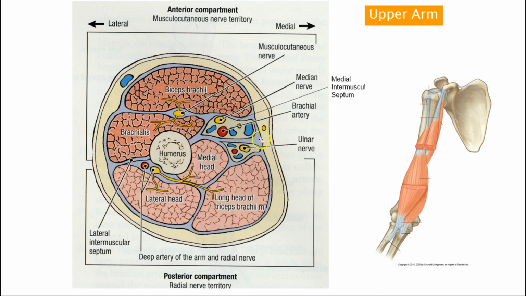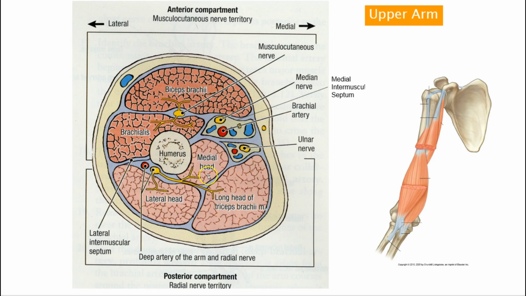And then medially, we have a medial intermuscular septum that wraps around this neurovascular bundle. And so we have a lateral and a medial intermuscular septae that separate the anterior compartment from the posterior compartment.